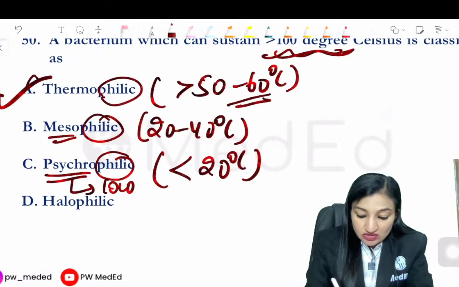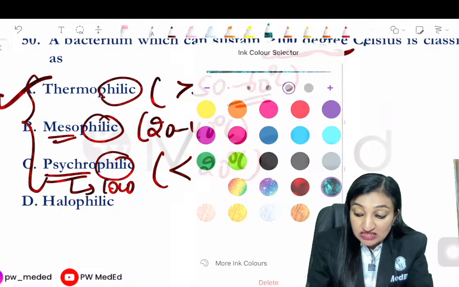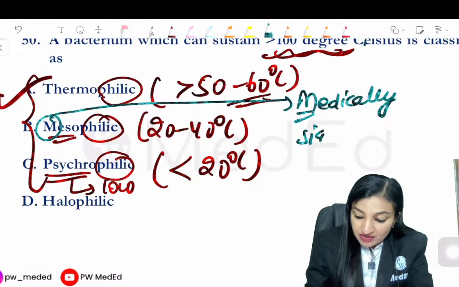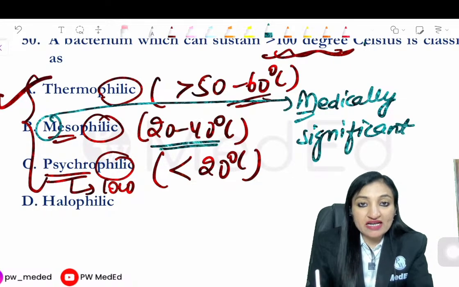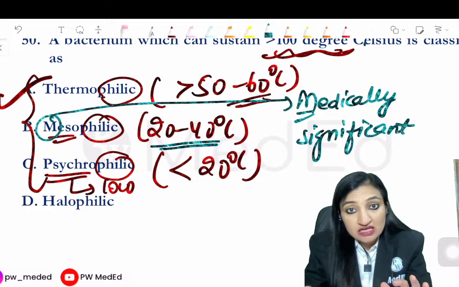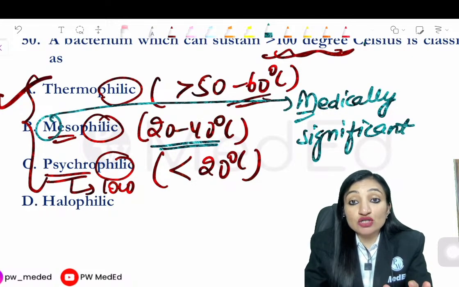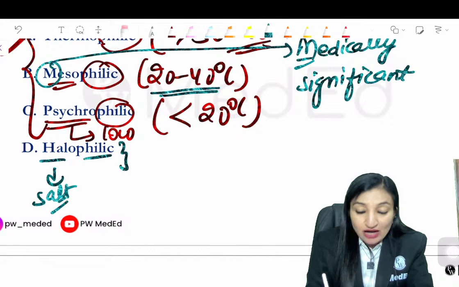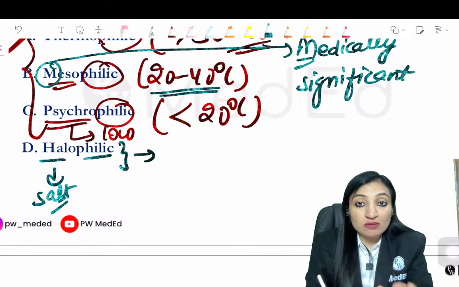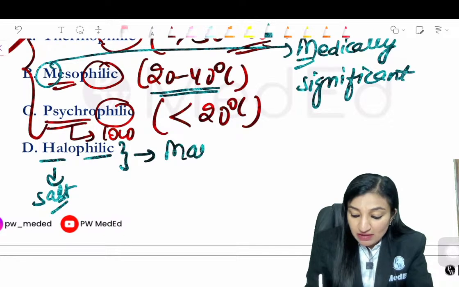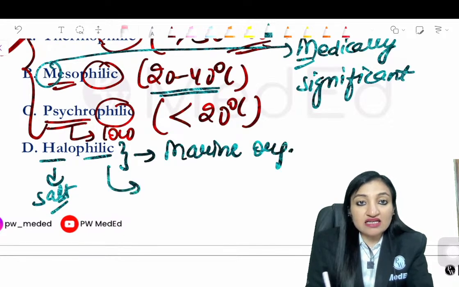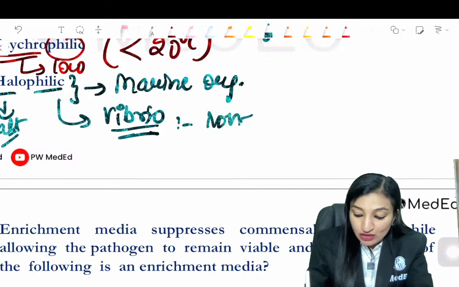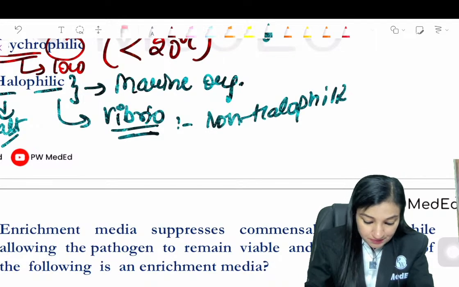Now, which amongst these three are going to be medically significant, that is, the ones which are going to cause disease in us? Remember, it is mesophiles. Mesophiles are medically important because they can grow between 20 to 40 degrees Celsius, and human body temperature is 37. Thermophiles and psychrophiles are not medically significant. And what is the meaning of halophile? Halo means salt. Phile means to love. Halophilic organisms need sodium chloride for their optimum growth. At least some concentration of NaCl is needed. Examples are the marine organisms, and the classical example of halophiles are members of the genus Vibrio. And the question which is asked over here is, name some non-halophilic Vibrios.